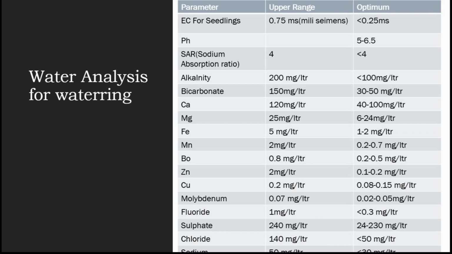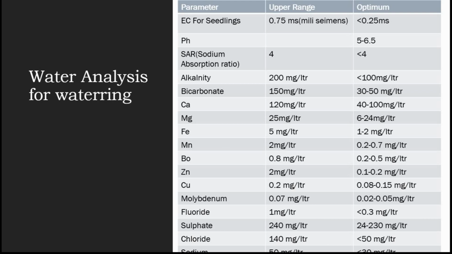Let's get started to get better at farming. Today, we'll be learning about the actual nutrients for our hydroponic system. Firstly, we'll have a look at water analysis for watering our plants in our hydroponic system. Now, there are a few parameters with upper range and optimum range. So let's start with EC for our seedlings, that is for germination.